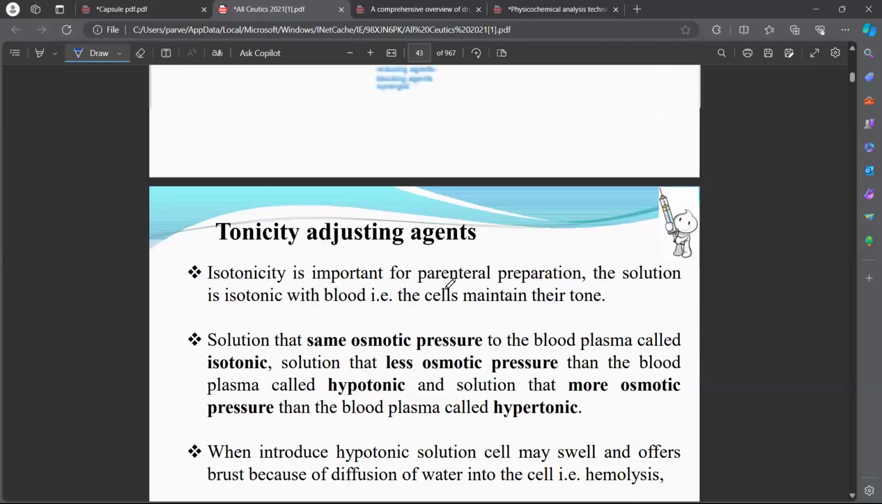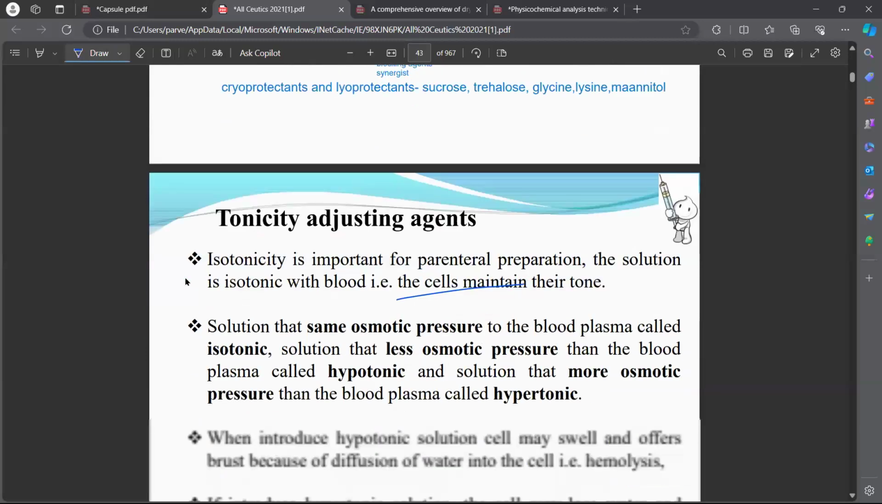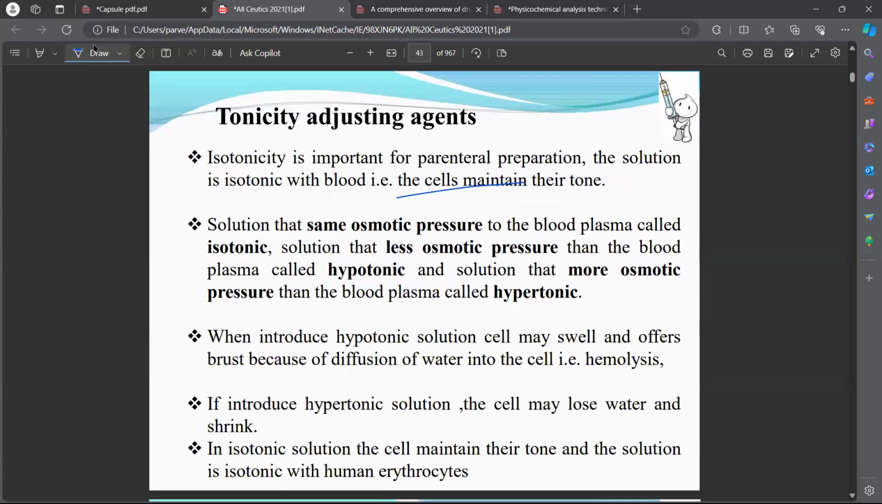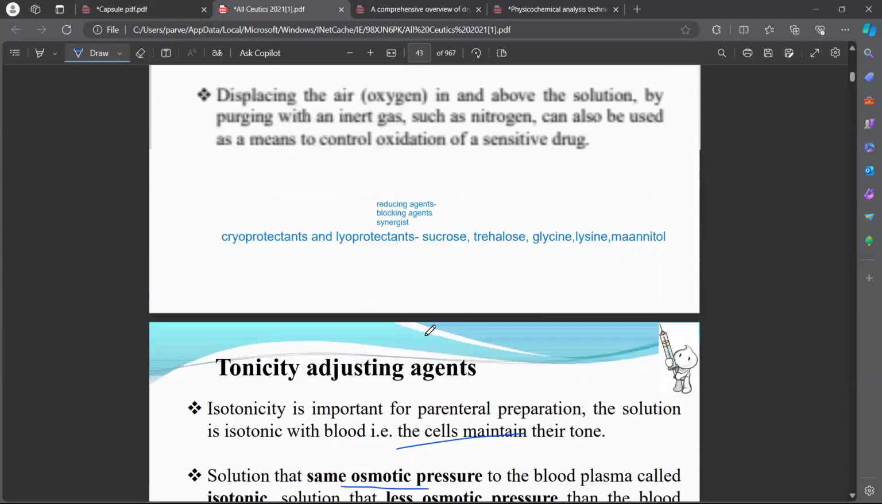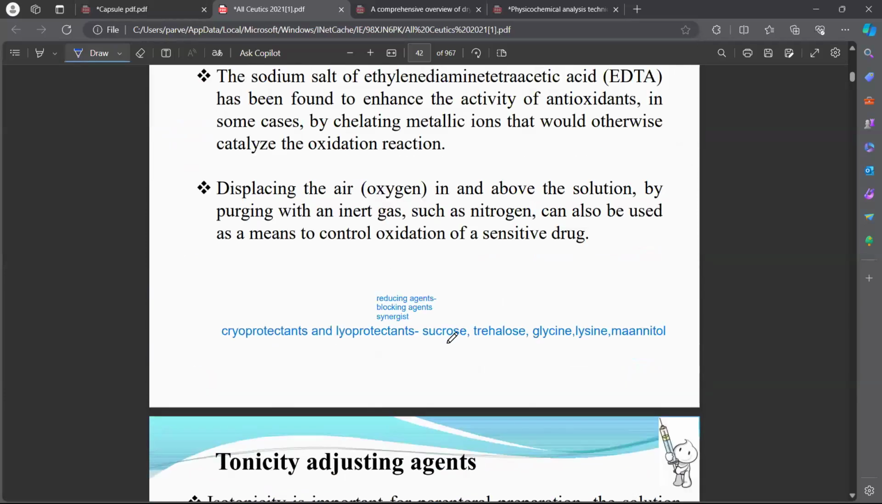Swelling followed by bursting. Great guys. Next, what happens when we keep our blood cells in the hypertonic solution? Shrinking. Yeah, great guys. So in hypertonic solution, this leads to shrinking, which is also known as crenation.